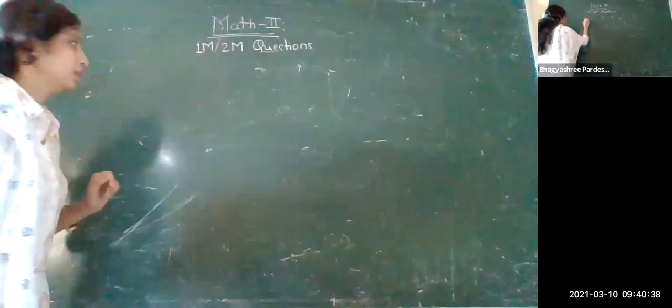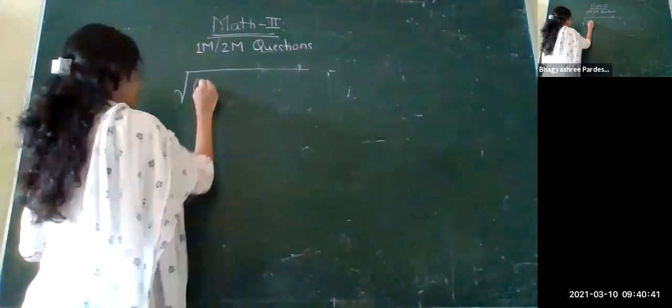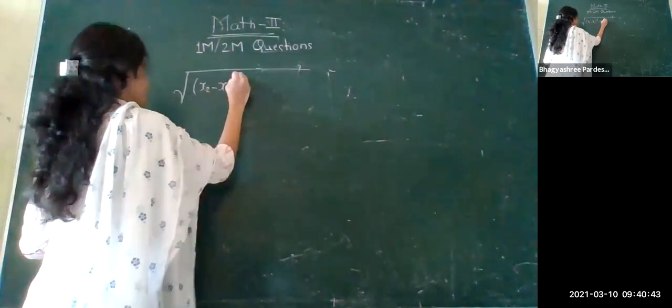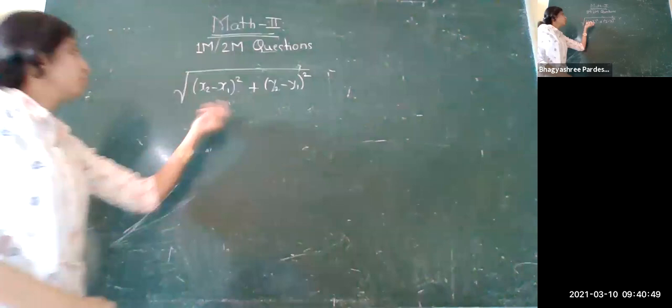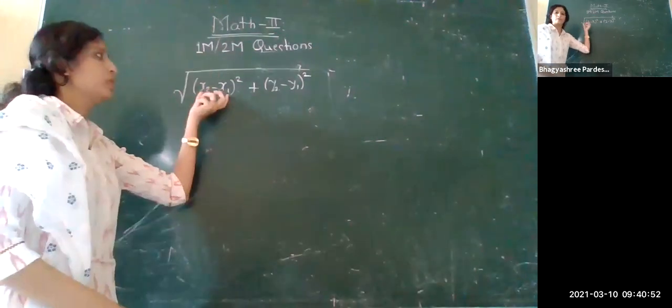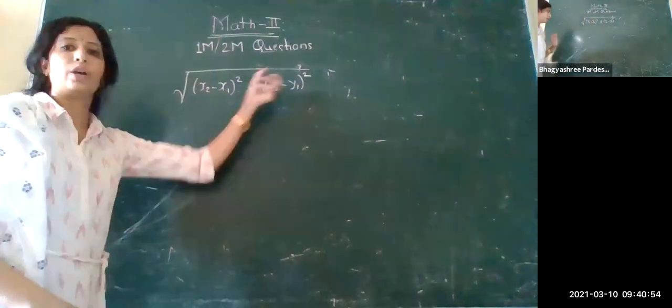Remember the distance formula is the square root of (x2 minus x1) whole square plus (y2 minus y1) whole square. This is the distance formula. So for this, you must know these 4 values: x2, x1, y1, y2.